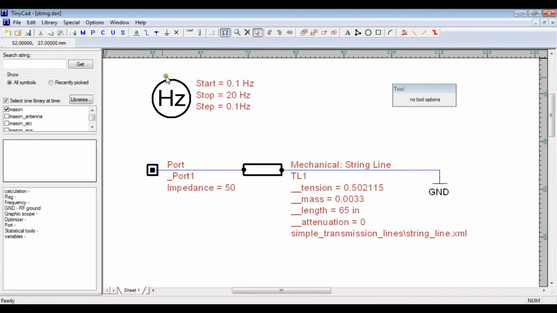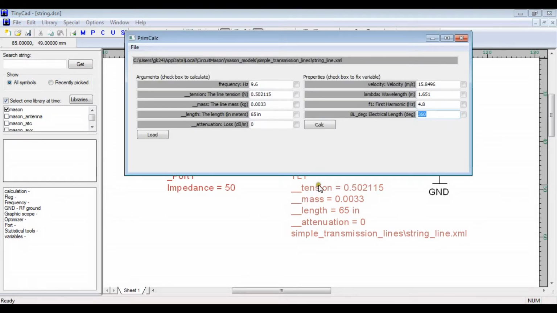This code shows what happens over frequency, instead of showing what happens over time like the previous simulations. This is a companion code which can calculate how big the wavelength is on a line for a given frequency. We measured the line to have a tension of 1/2 Newton, the string weighed 3.3 grams, and it was 65 inches long. For the measured data, we predict this line is one wavelength long at 9.6 Hz. Since one wavelength is equal to 360 degrees.